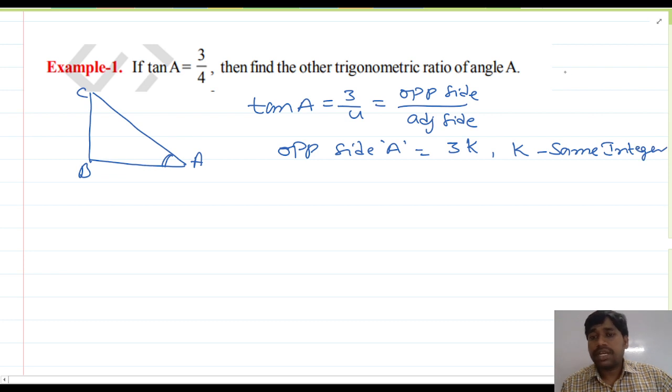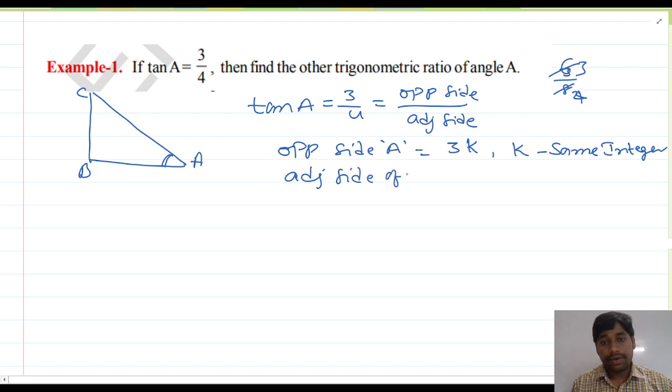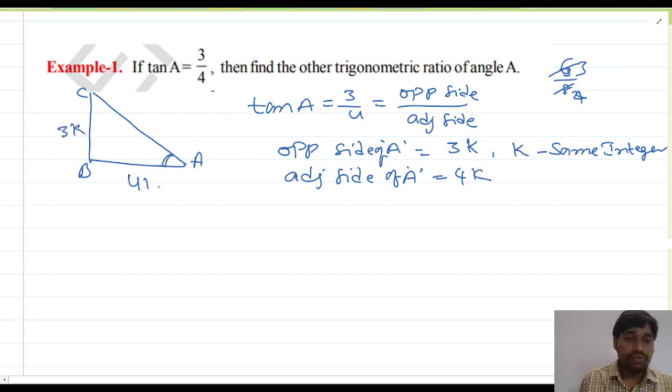Why? If my ratio is 6 by 8, then it may cancel by 2. So like this, if it is a multiple, then you take it as some k. If you remove the ratio form, then we have to write like this. Then the adjacent side of A is 4k. So it is 3k and 4k. Now find the third side AC.